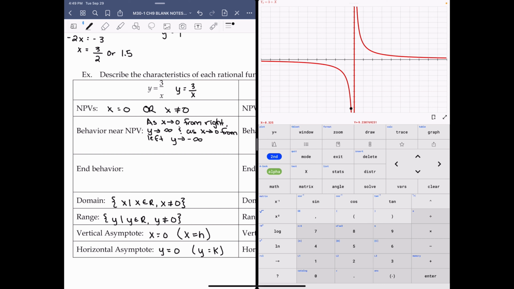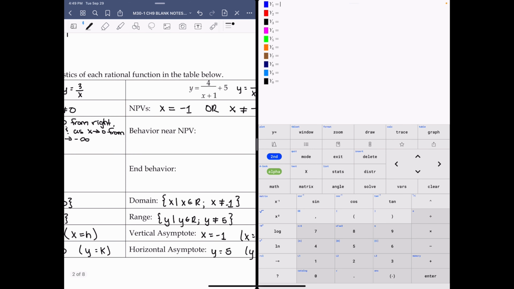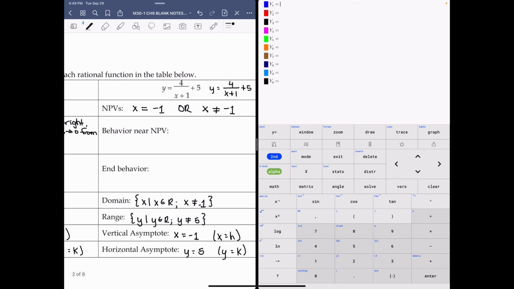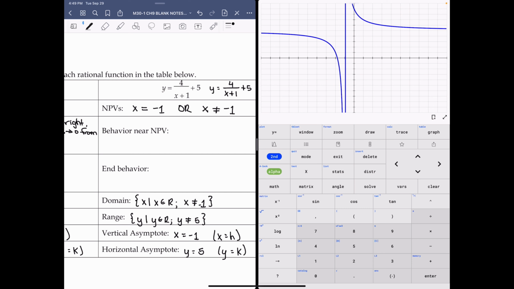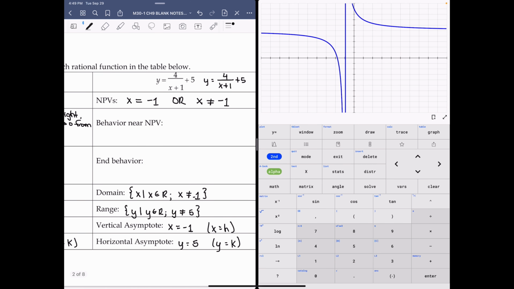Let's do the other function now. Back to y equals, clear that one, and enter this one: 4 divided by x plus 1, and then plus 5. And here's our graph. Again, the pieces are not connected. Even though it does draw the vertical asymptote, you have to remember that the pieces are not connected.